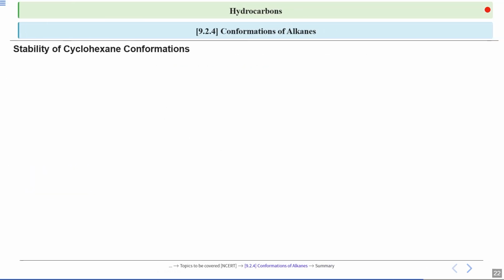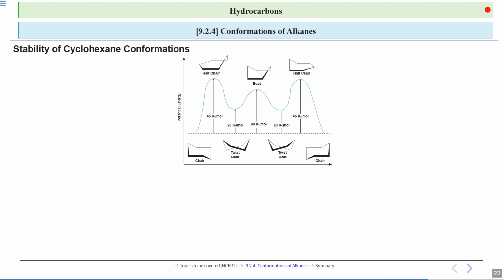Now let's talk about the stability of cyclohexane's conformations. So this is the pictorial representation of the energy profile diagram. It is quite complicated. You don't need to draw this, but still you need to know it. So this is important. What is the energy order? If you see it in the diagram, the chair form has the least energy, so it's the most stable one. Then we have the twist boat form, then the boat, and then the half chair, meaning your half chair is the least stable one.